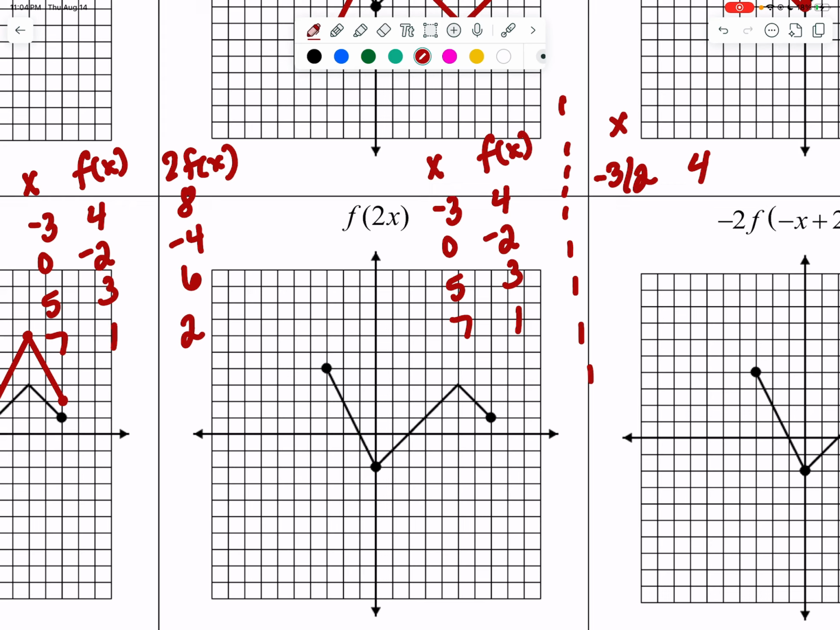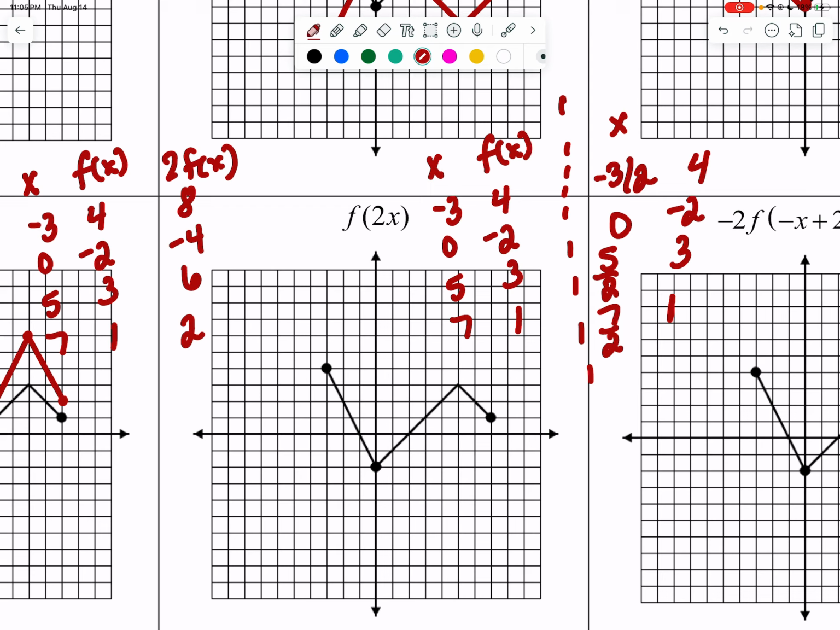0, honestly, is just going to be -2, because 2 times 0 is just going to be 0, so f of 0 is still going to be -2. But with 5 here, I need to think, what do I need here so that whenever I plug in, I'm going to get a 5? That's going to be 5/2, then 3. Then likewise, what do I need to get a 7? Well, 7/2 times 2 is going to give me a 7. So that's going to give me a 1 right there.